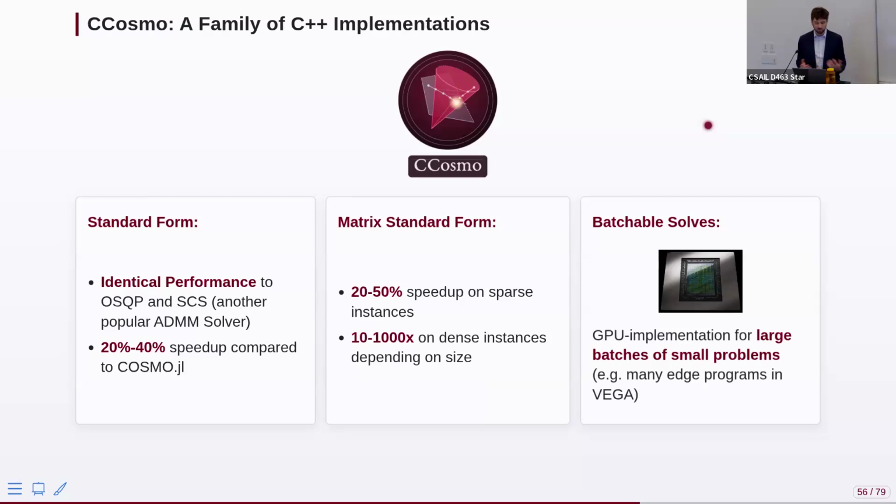So we see between a 20 and 50% speed up on sparse instances, and on dense instances, you can see orders of magnitude in the tens to hundreds to thousands, depending on the size that you have, and I'll get to why that's the case.